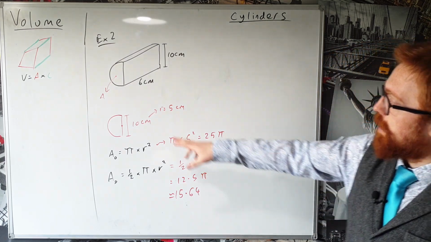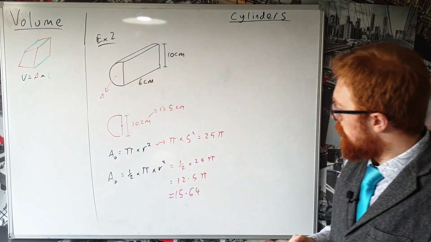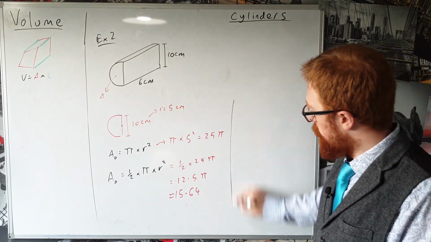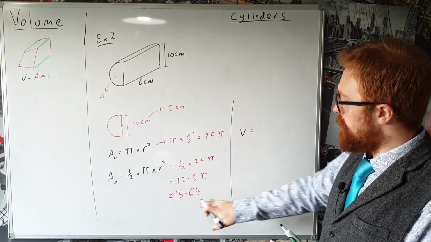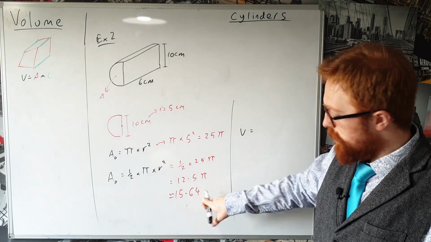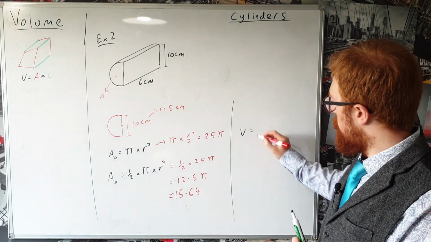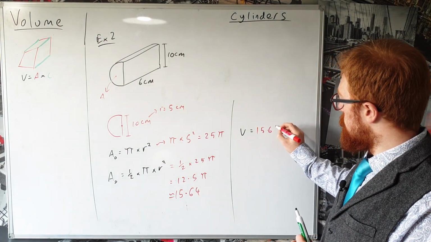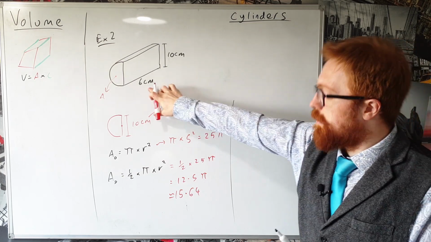Okay, so we found the area of this semicircle. So our last step now is to work out the volume. So my volume is the area. In this one, I will do the approximation. So the volume is 39.25 times by the length, which is 6.